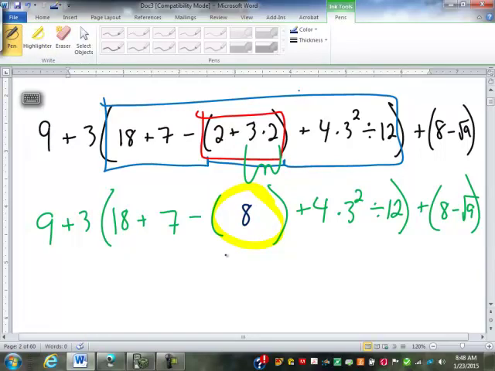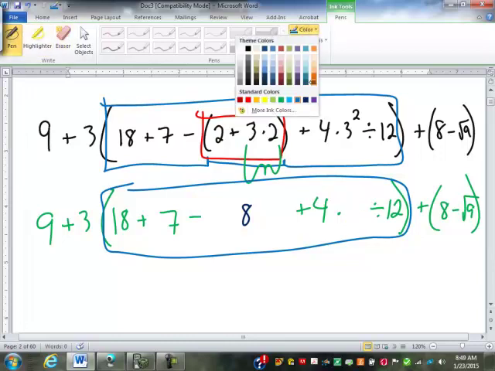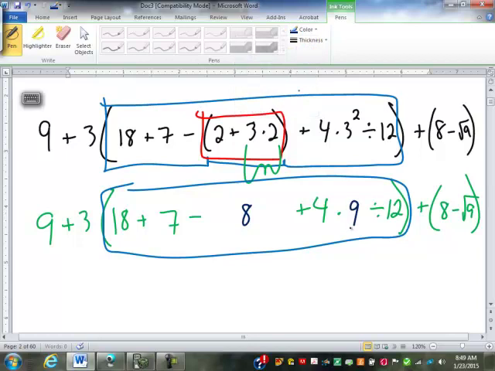Well, now that we've reduced that parentheses to a single number, I can get rid of the parentheses. Now before, when we took out the parentheses, we had to put in multiplication. Do we have to do that here? No, there's an operation in front and behind the parentheses, so there's no need to put in multiplication. Well, now that we've done that, we're back out to this bigger set of parentheses. What needs to be done first there? Exponents. 3 to the 2nd power makes 9.